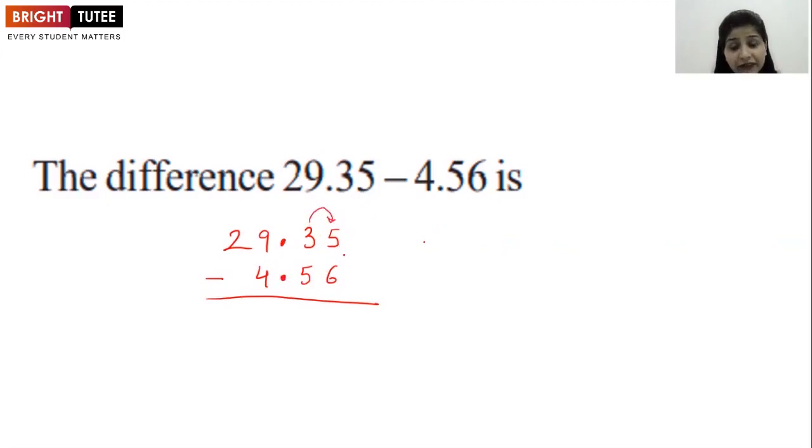What will you get here? 15. You subtract 6, what do you get? 9. Then here you are left with 2. Again, you will take one borrow here, it will become 12. 12 minus 5 is 7, and here you are left with 8. Okay, 8 minus 4 is 4, and it is 2. So this decimal will be copied here. 24.79 is your answer. So all this we have done in our grade 6.